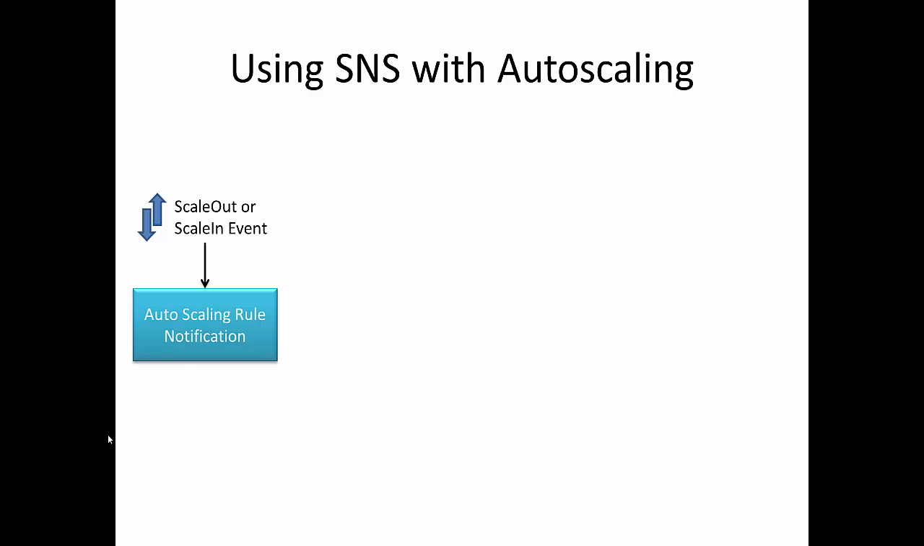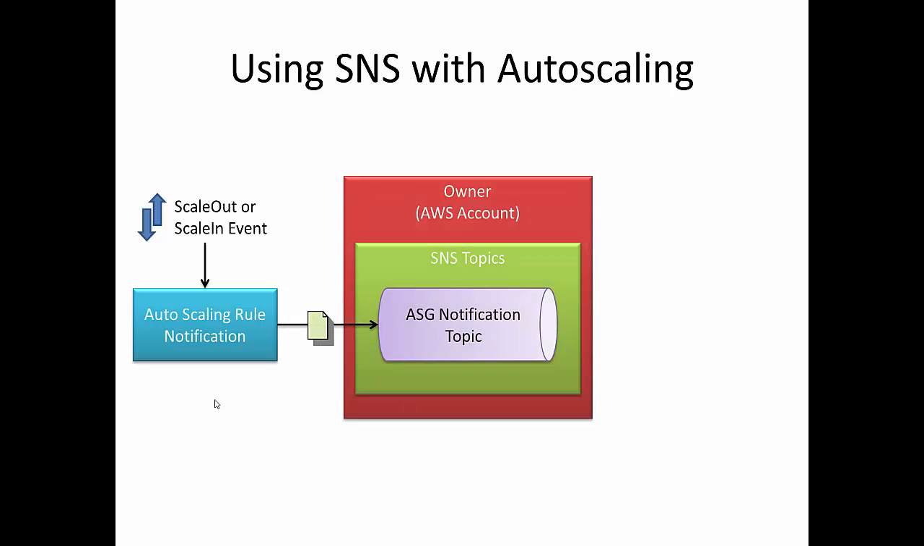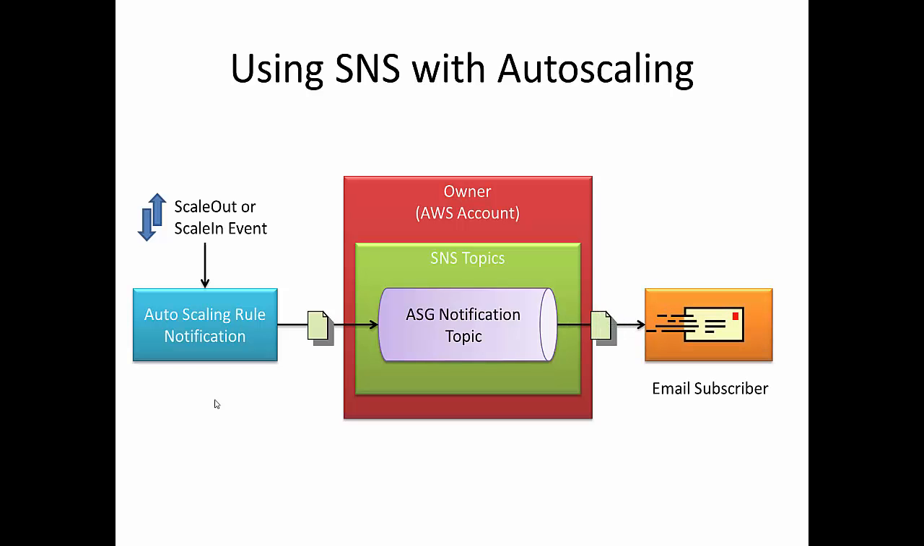So how do you use Simple Notification Service with autoscaling? Assume a scale-out or scale-in event happens. This will trigger an autoscaling rule, which will also trigger an autoscaling rule notification. This rule notification will send a message to a registered ASG notification topic. Any subscribers to this topic, for example, your email address, will instantly receive a message whenever these events happen.